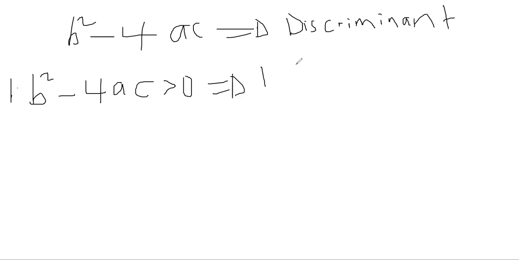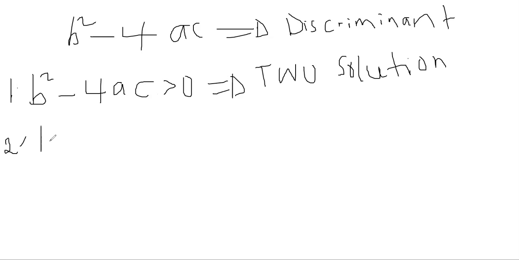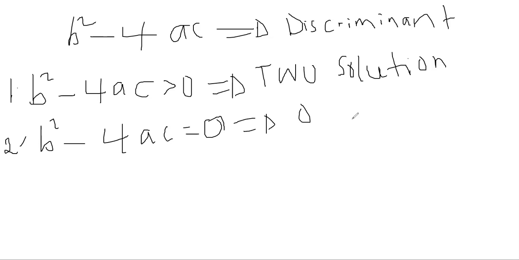Meaning that we will have x1 and x2, and x1 will be totally different from x2. So there will be a solution, and the solution will be two solutions. Second, when we calculate this expression, b square minus 4ac, if it equals 0, remember the first example we did, in the square root we had a 0 there. Then we will have one solution, meaning that x1 and x2 will be the same.